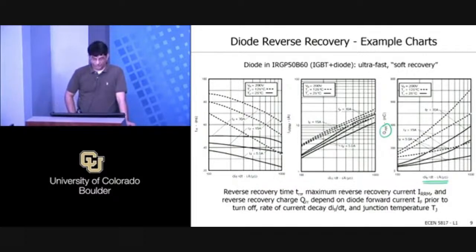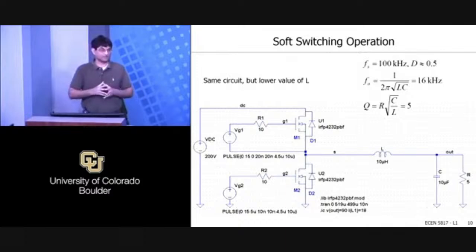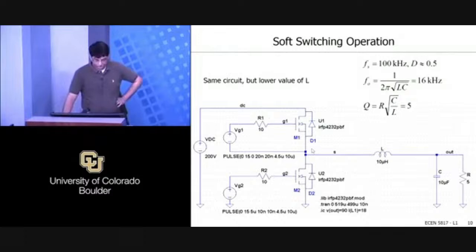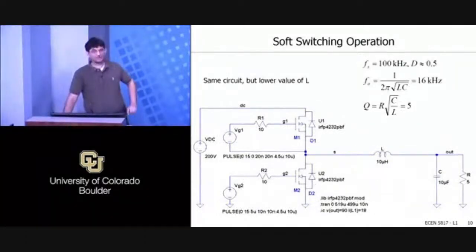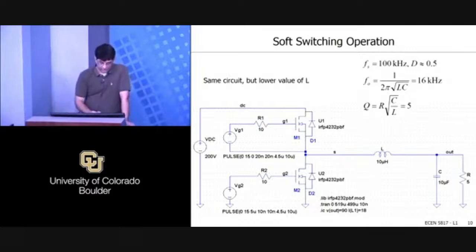All right, I'm going to move on now to how do we, given that we have this reverse recovery issue in diodes, how do we use circuit techniques to reduce the loss in our circuit, right? And that essentially brings us to soft switching, right? So this is again the same circuit that we had before. This is the same thing that was our synchronous buck. And I'm going to make one small change, right? Just one small change. And that small change is essentially that I'm going to change the value of the inductor.